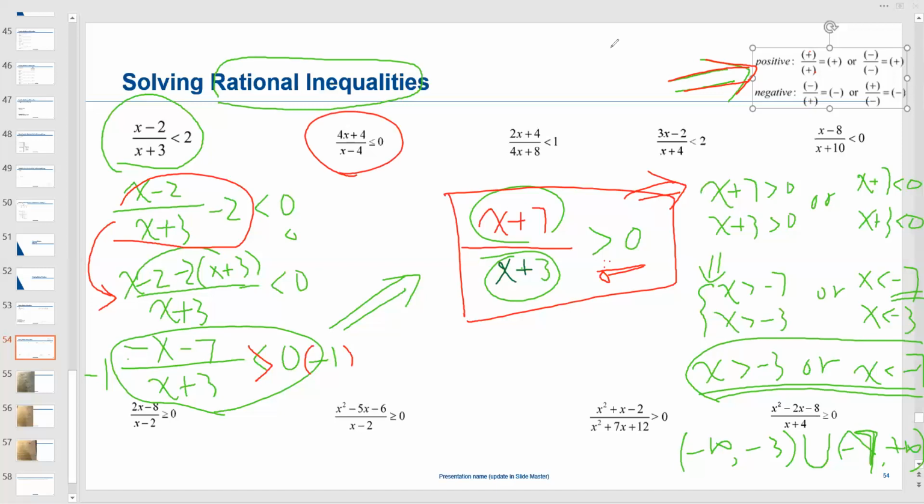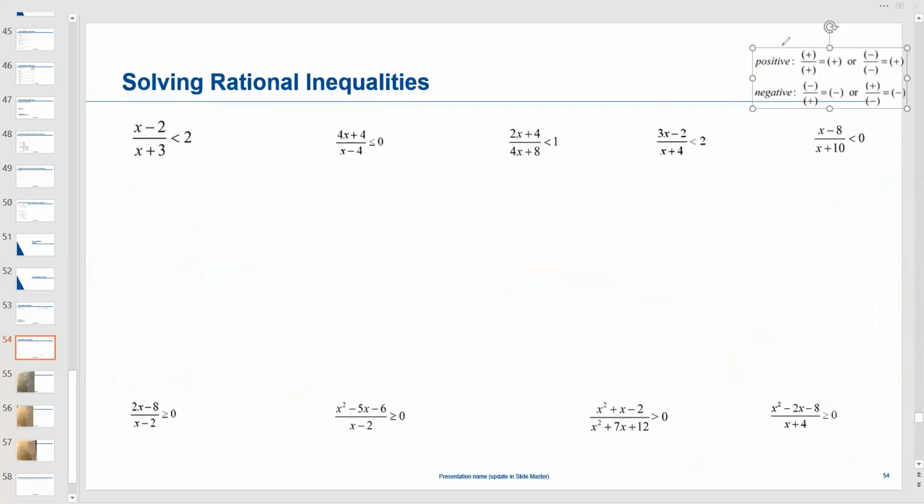Okay, so let's see the next example. Let me go back, save a picture here first. Okay, so see this example. We can transform this a little bit: less than or equal to 0. So we can transform it into this one, both sides divided by 4.